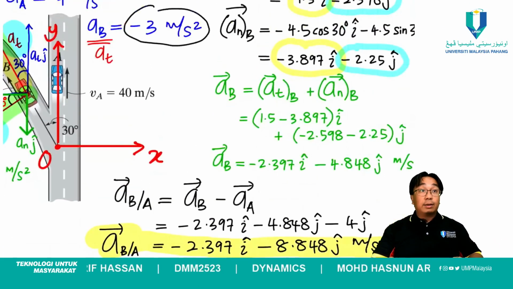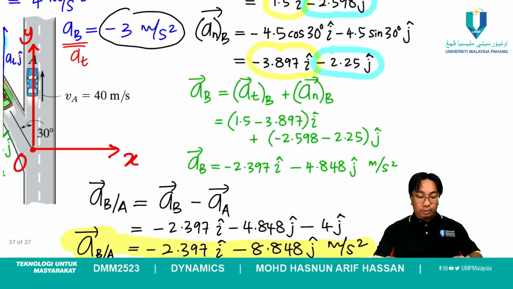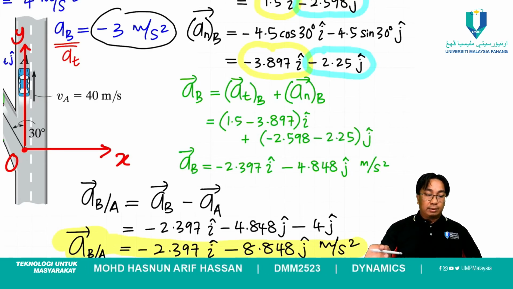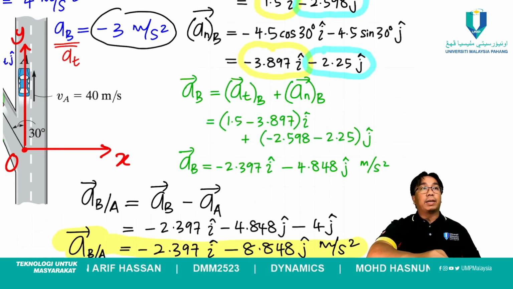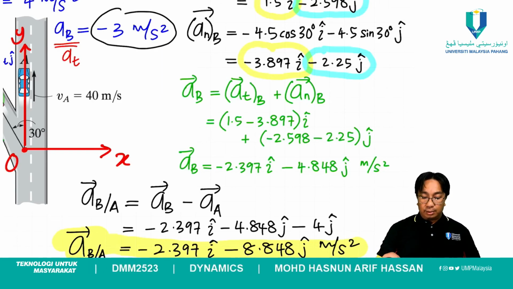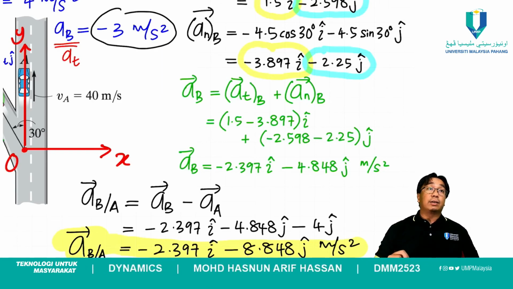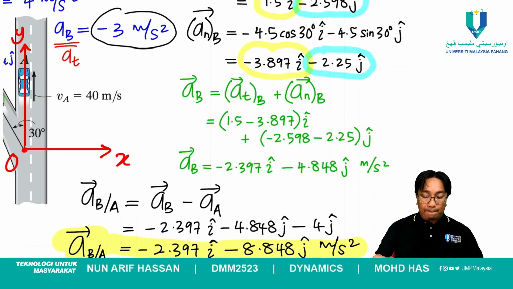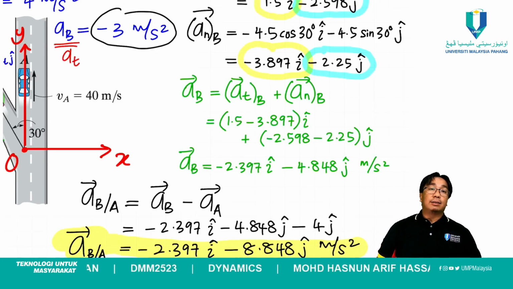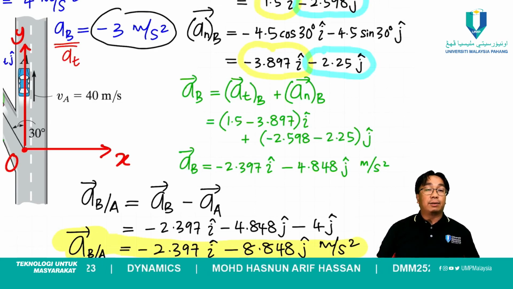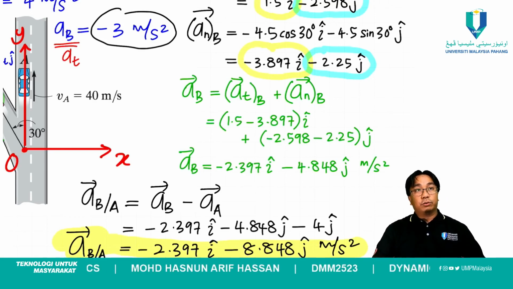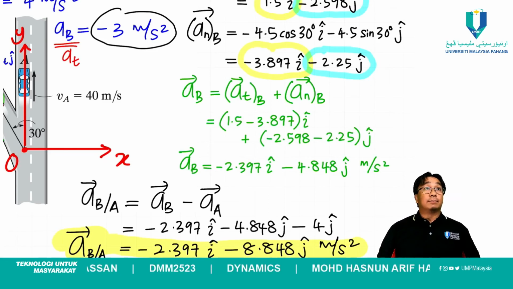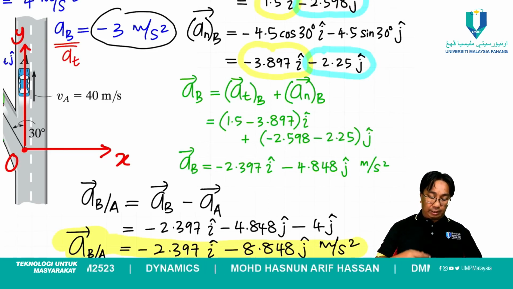Then for the magnitude, I don't have to show it again. I think you should know by now how to calculate the magnitude. Basically you just need to square the i component, square the j component, and square root, and you will get the magnitude. For the angle, the direction is just by using trigonometry, like what I have shown to you before. Do you have any question? Is it clear on the calculation of acceleration?